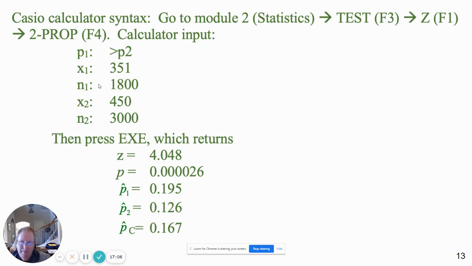It tells me that my Z statistic is huge. It's a very big Z statistic. And the corresponding probability is very, very small. It calculated p hat 1 to be 19.5% and p hat 2 to be 12.6%. And it confirms my pooled proportion of 0.167. So I want to write that down on my answer sheet.